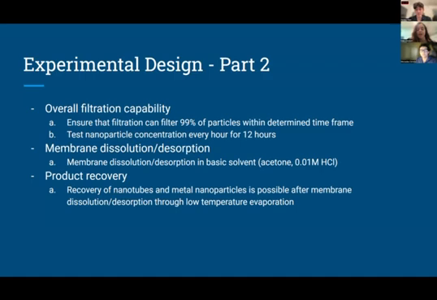And to determine overall filtration capacity, both filters will be placed into the system with the nanoparticle suspension. And to ensure 99% of particles can be filtered, concentrations of the solution will be collected every hour for 12 hours to determine rate of filtration.